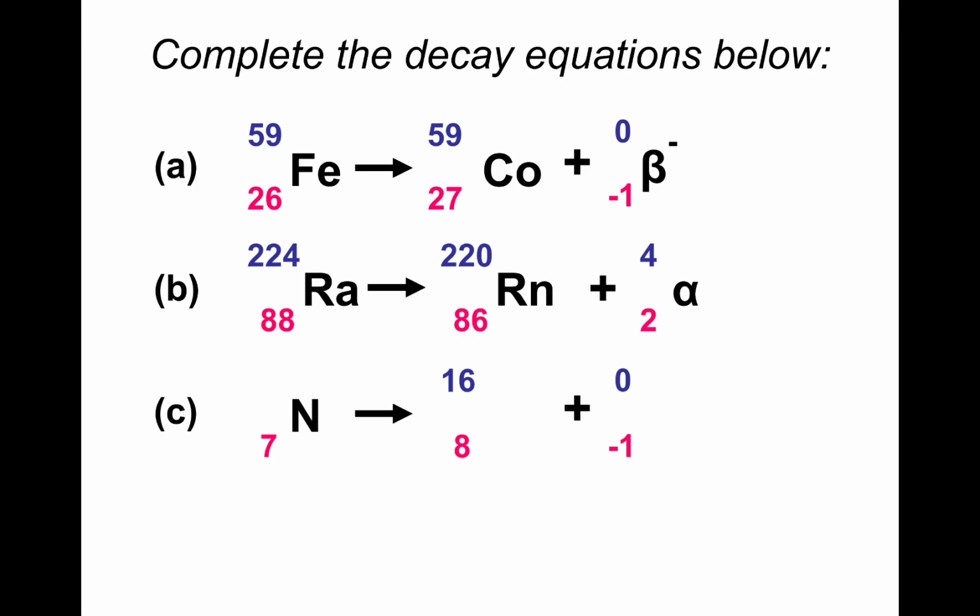And in an examination, you wouldn't be expected to either. It'll either give you the Rn or the Ra, or the Co or the Fe, or it will just put the letter X.